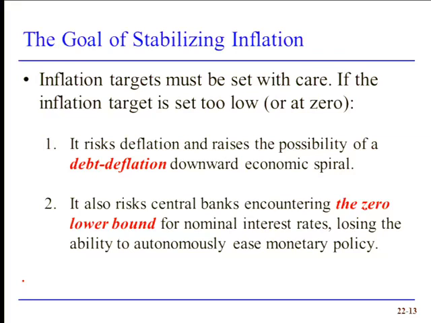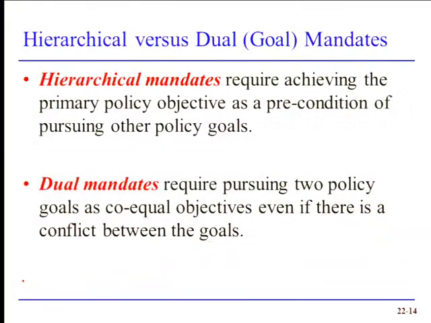Severe negative aggregate demand shock. Now, when we look around the world and examine what central banks do or how they behave, we actually see that there are two different groups that they could fall into, depending upon how we want to think about their goals. And these are called a hierarchical mandate or a dual mandate. It actually turns out the vast majority of central banks have a hierarchical mandate. That is, you must meet goal number one before you consider pursuing goal number two.